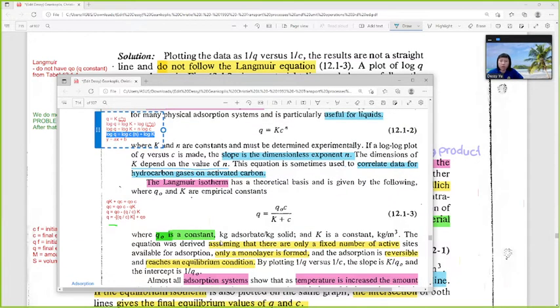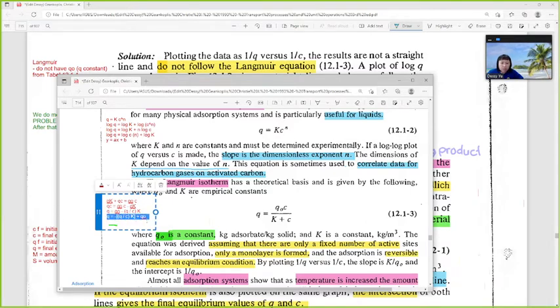The Langmuir isotherm is also like the Freundlich isotherm. You have to make a modification from this equation, and then you get this equation.